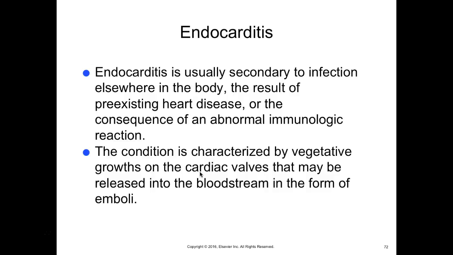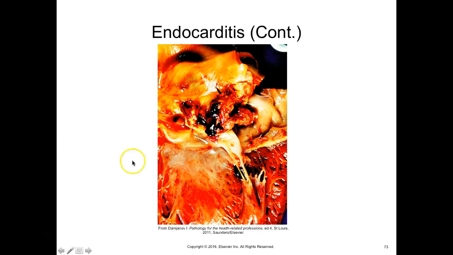So the condition is where we develop vegetative growths on the cardiac valves, and they could be released into the bloodstream in the form of emboli. So we don't want growths on the valves that could then dislodge and go somewhere else in the body, like the brain or the coronary arteries or the lungs or the kidneys or anywhere else. All right, so this is showing you endocarditis.